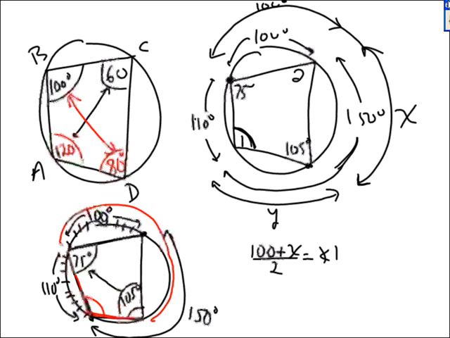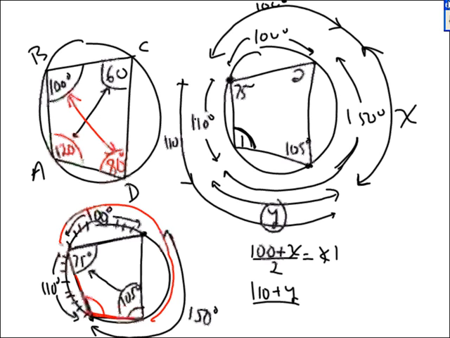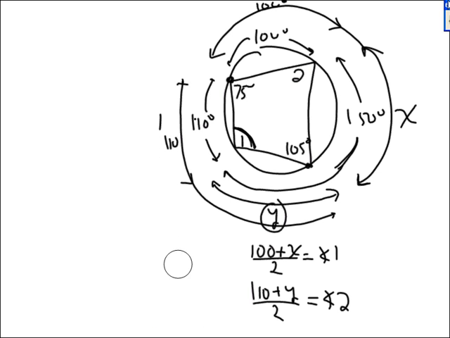Now, angle 2 cut off that arc, part of which is 110, and the rest which is y. So now, 110 plus y over 2 is equal to angle 2. Okay, so now what do we know? How are we going to find out what x and y are? That's the question to get this problem correct.